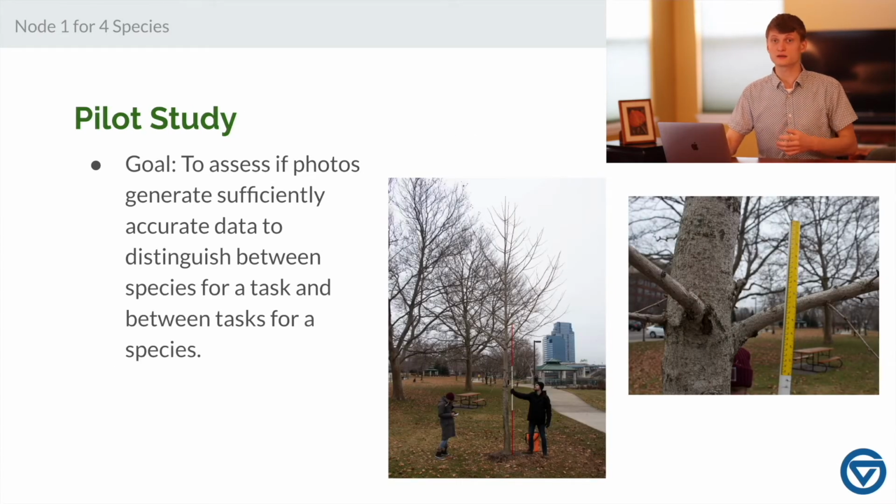But to hop into our pilot study, the goal here was just to assess if photos could generate sufficiently accurate data to distinguish between species for various tasks, or within a single species between the tasks and models for that species. Those are just some example photos of ginkgo there on the right from the study.